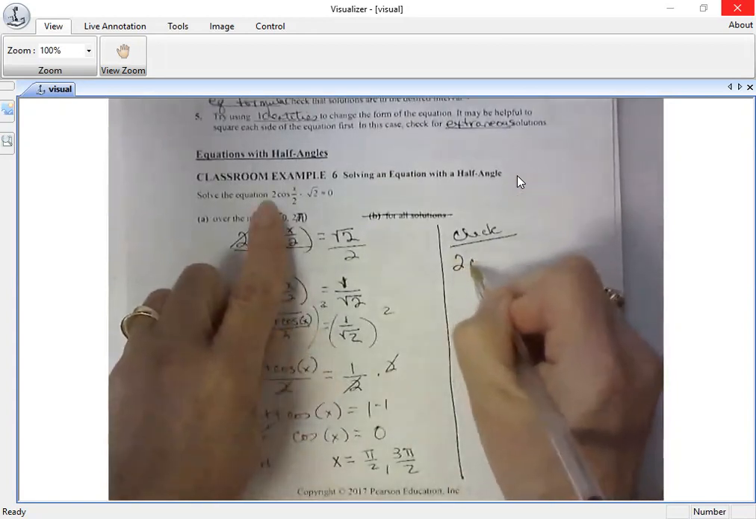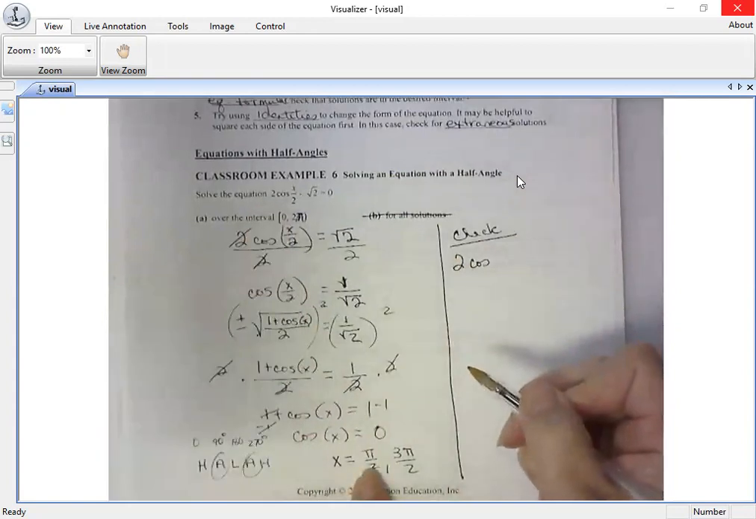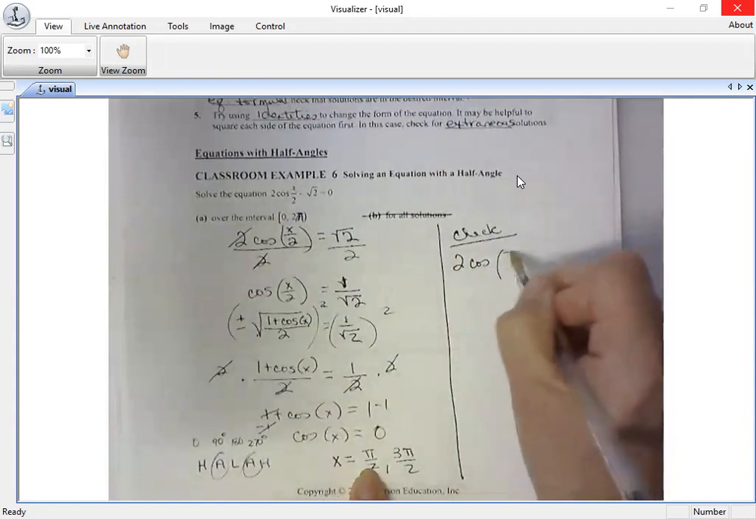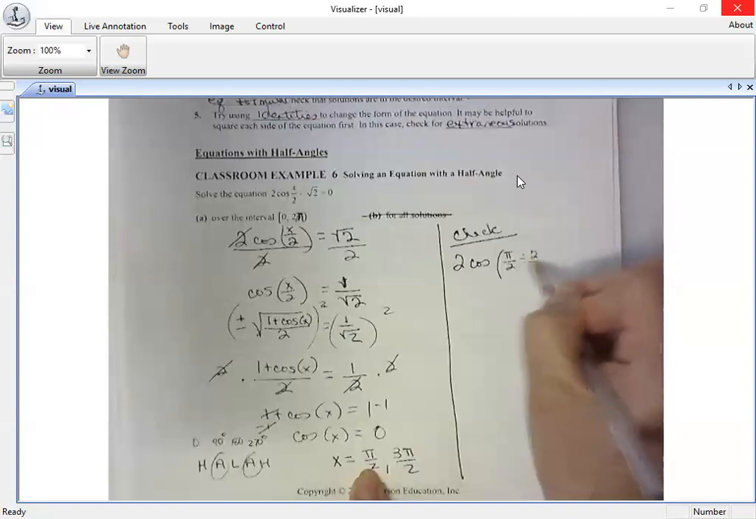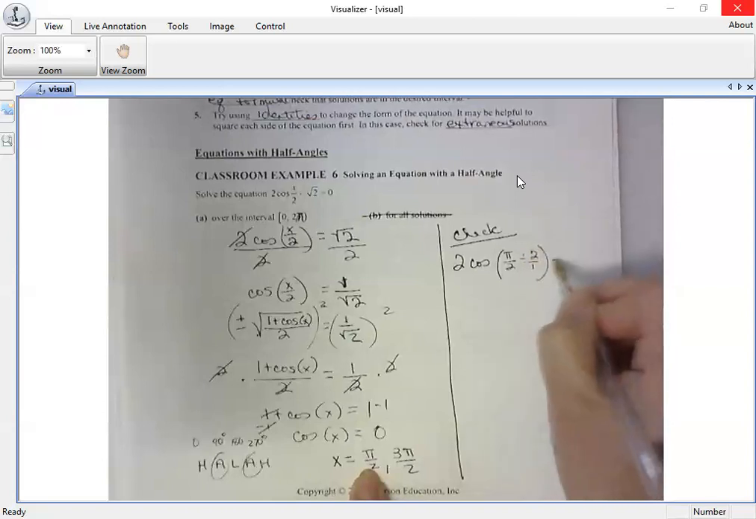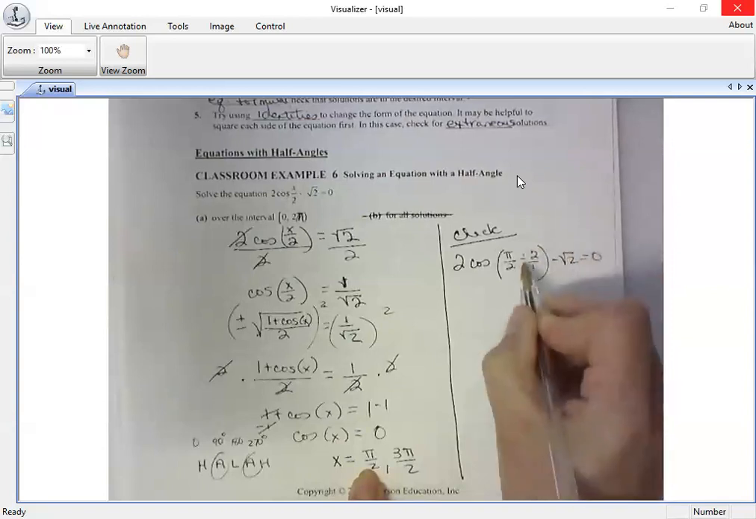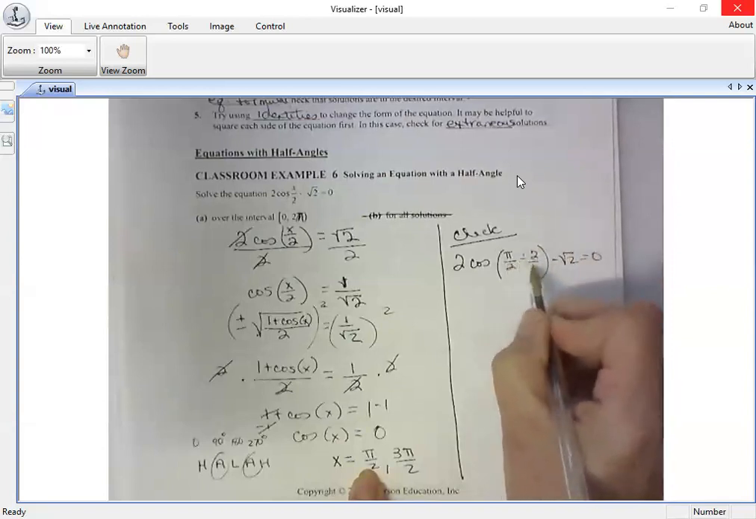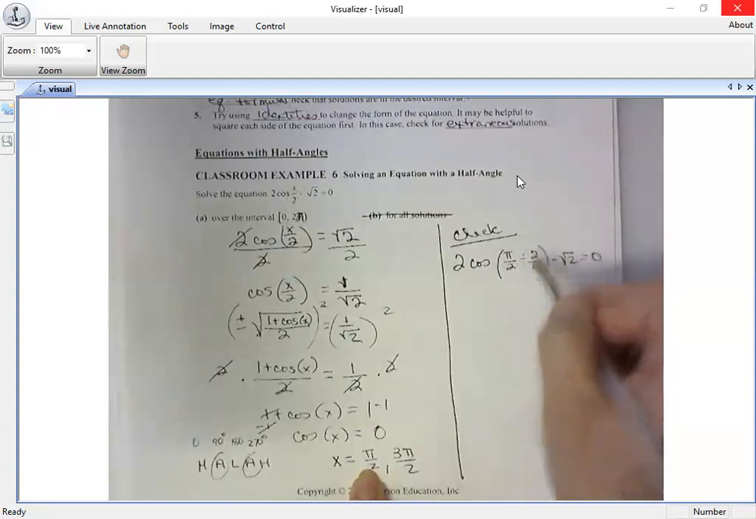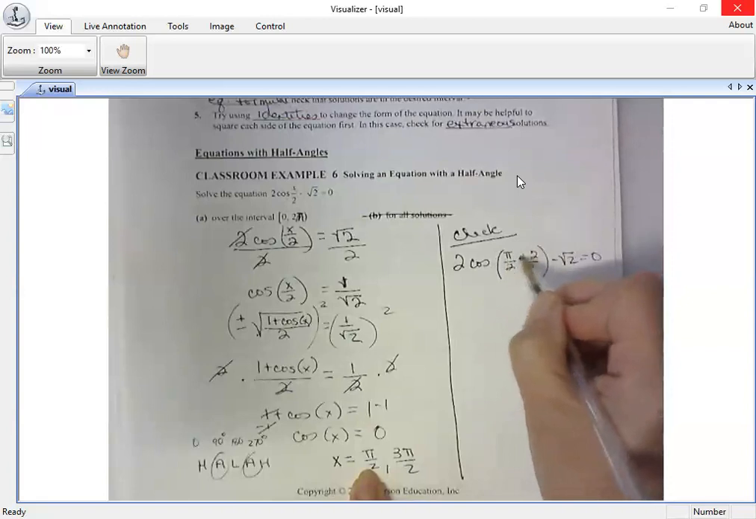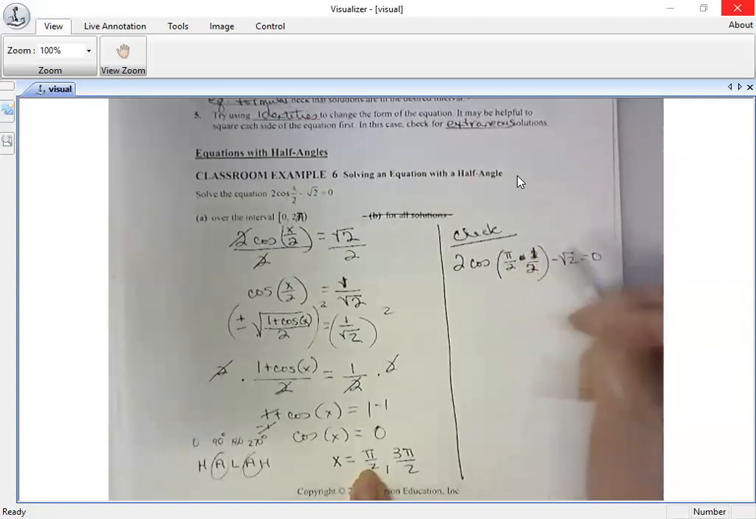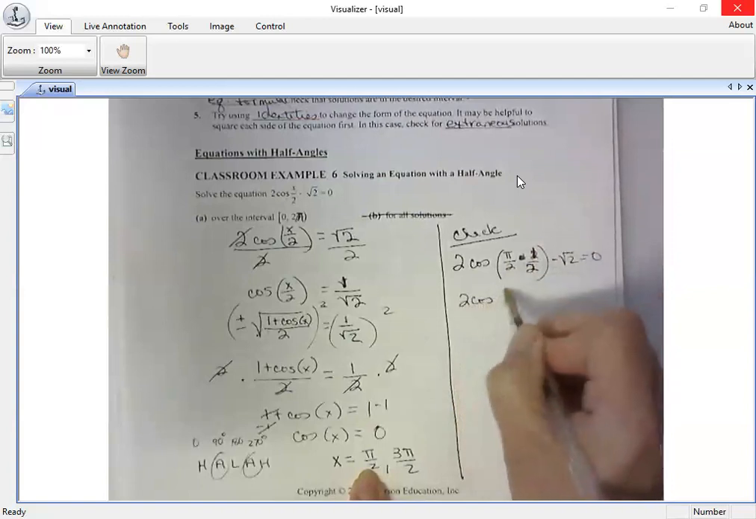I'm going to have 2 times the cosine of, since I'm saying x is pi over 2, what would pi over 2 divided by 2 turn into? Well, if I've got a fraction divided by another fraction, I do what? Leave, change, flip. So this is going to turn into pi over 2 times 1 over 2. So I'm actually looking for 2 times the cosine of pi over 4.